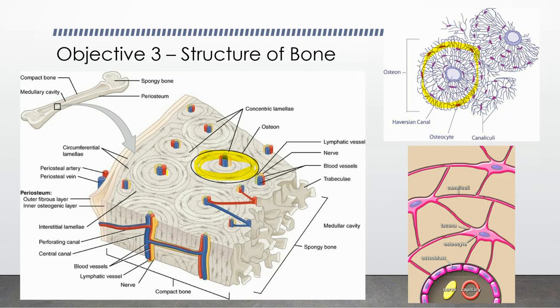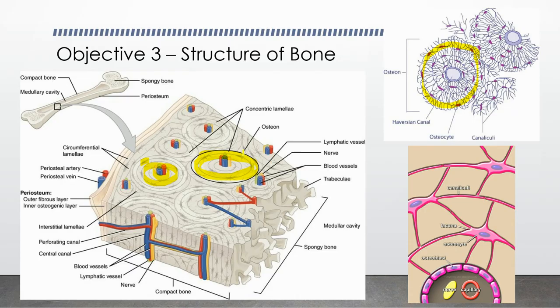Each osteon is made of these concentric rings, and these rings are called lamellae. If it's just one, it's a lamella. If it's more than one, it's lamellae. In between, where these lamellae rings form around each other, you see these little tiny spaces called lacunae, and that's where you're going to find your osteocytes, those mature bone cells that are maintaining the matrix.